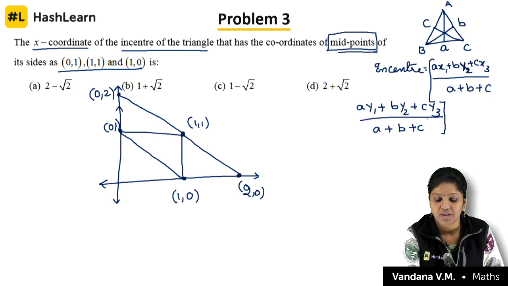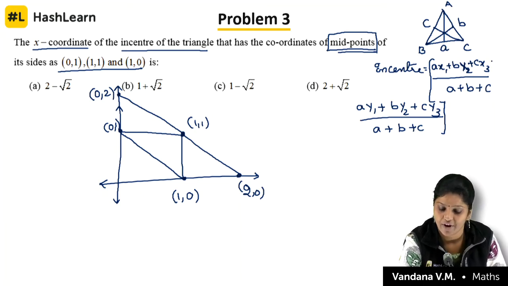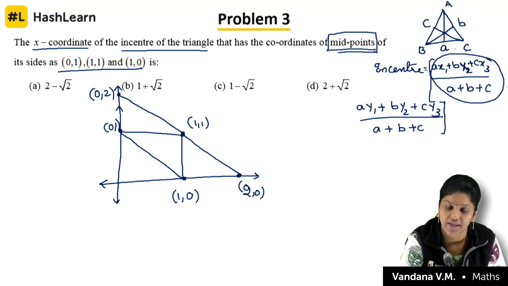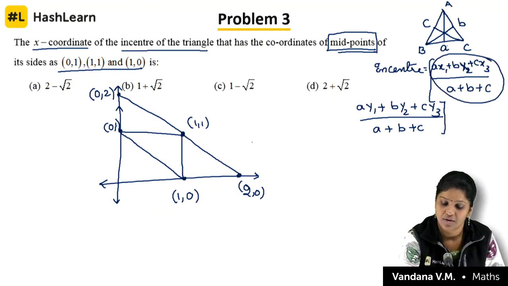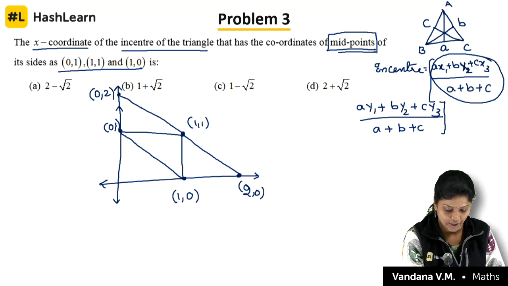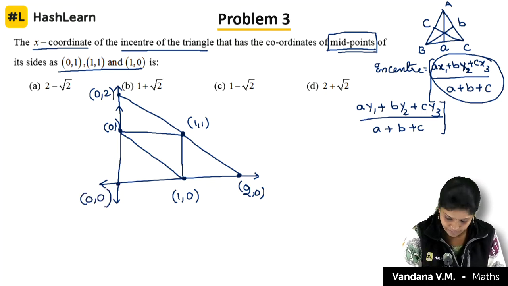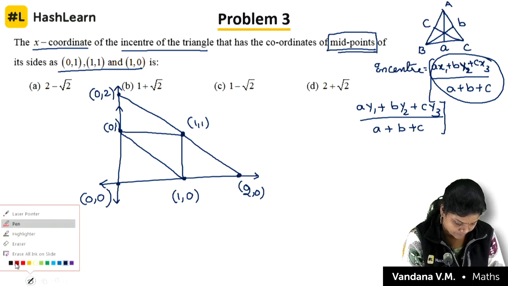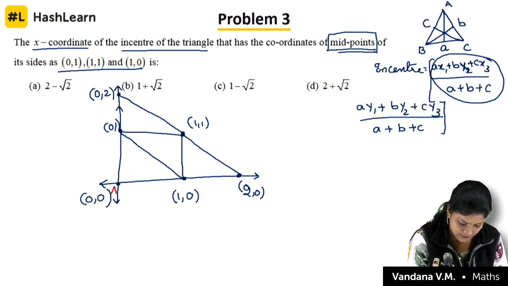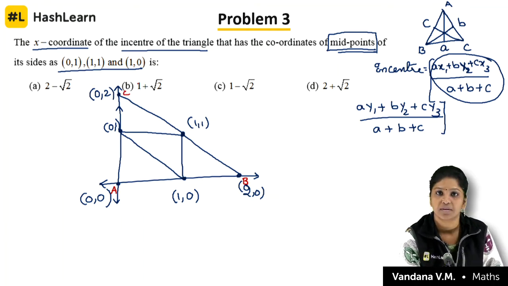a y1 plus b y2 plus c y3 by a plus b plus c. Now, I would like to find out only the x coordinate over here. First you find out, this is the origin, right? Please name them first. You take this as A, B, C.